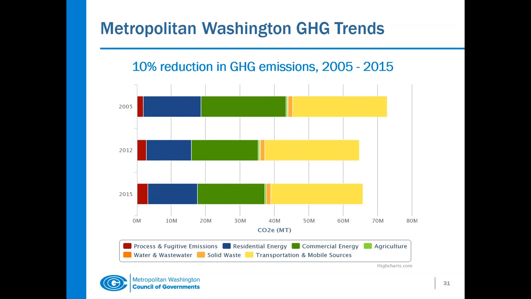So this dives in a little bit more into each year of those inventories and breaks it out by sector. Overall, we've reached a 10% reduction in greenhouse gas emissions between 2005 and 2015. And that's despite a 14% increase in population. So during this time, our per capita emissions decreased by 22%. That's really good, but it's only halfway to our 2020 goal as of 2015.